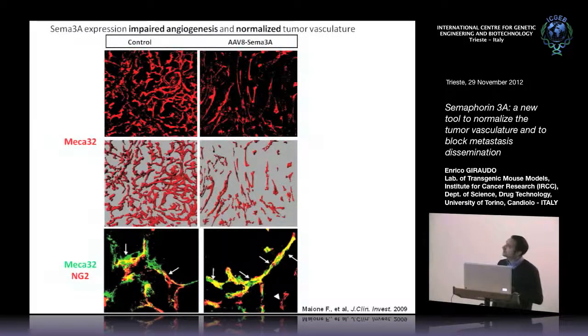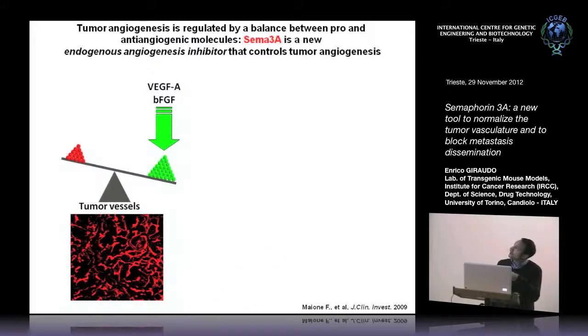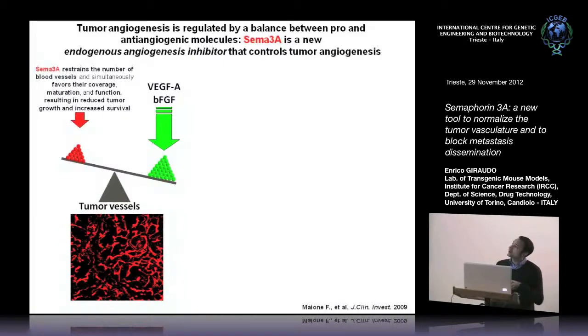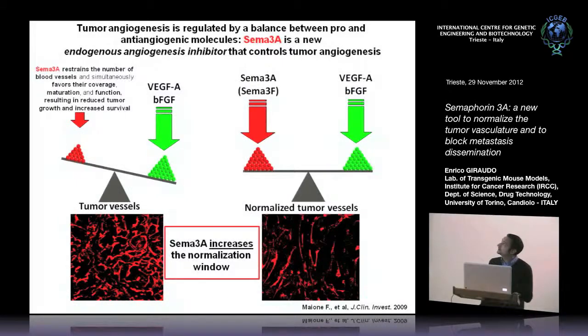So in summary, what we found is that Sema3A can be considered a new endogenous angiogenesis inhibitor that, if re-expressed in tumor, can induce vessel normalization and at the same time reduce tumor growth. Well, we found that the balance was reestablished in the context of tumor angiogenesis. And basically, as we also described a few years ago, Sema3A was able to maintain and normalize the vessels in tumors.